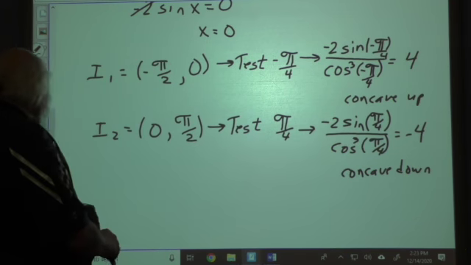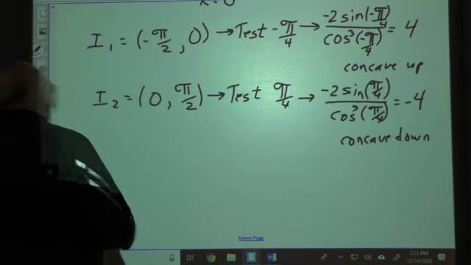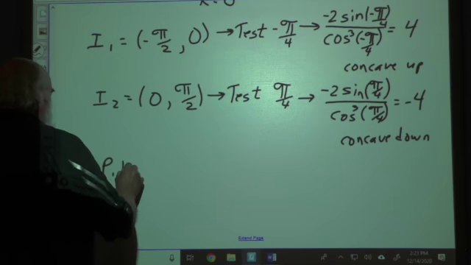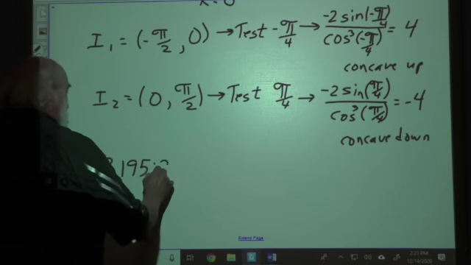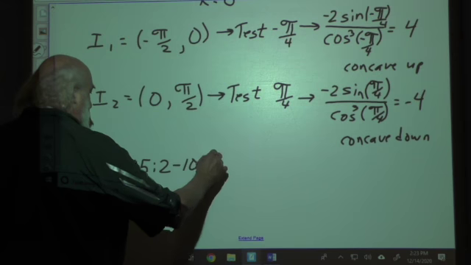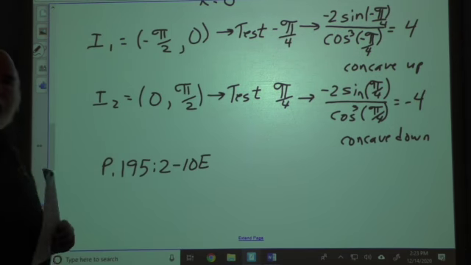All right, so your assignment: page 195, 2 through 10. Have fun.